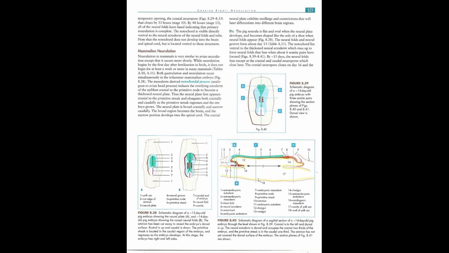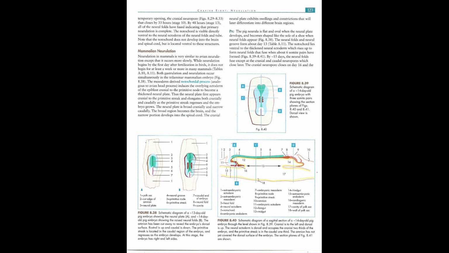By 48 hours, stage 13, all of the neural folds have fused, indicating that primary neurulation is complete. The notochord is visible directly ventral to the neural ectoderm of the neural folds and tube. Note that the notochord does not develop into the brain and spinal cord, but is located ventral to these structures.